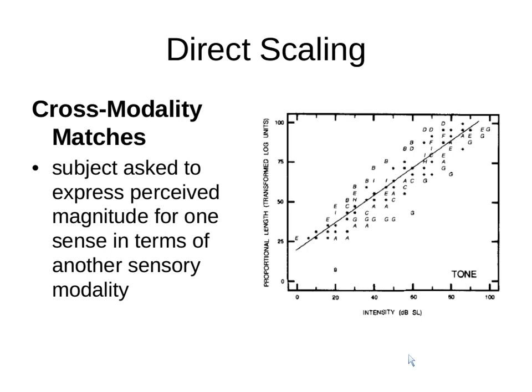And there's another loudness procedure for direct scaling, which is somewhat interesting, called cross-modality matching. This is where you might ask a subject to express what is the magnitude in one sense in terms of another sensory modality. So, for example, I want you to draw a line as long as you perceive the loudness of the sound. Okay? So the louder the sound is to you, the longer the line you draw. So that would be an example of something you could do.